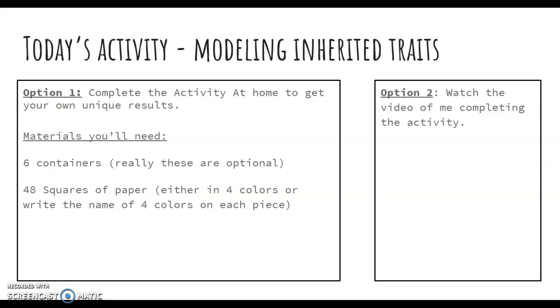So if you have 6 lids to storage containers, great. And if you have 48 squares of paper and they're not different colors, it's okay to take a marker, an ink pen, a crayon, or a colored pencil, and mark them. Or you can just simply write the name or even the letter of 4 different colors on each one. Like I said, there's a lot of flexibility there. It's just a symbolic representation.